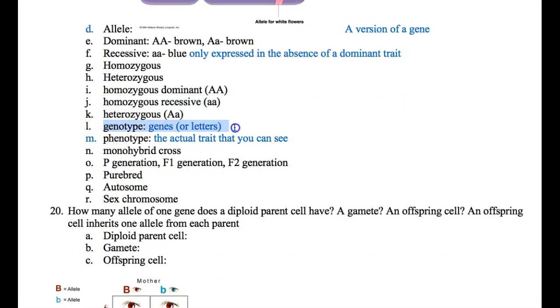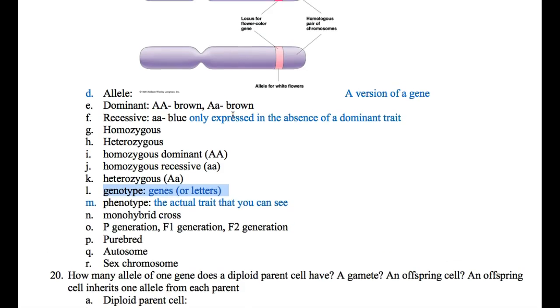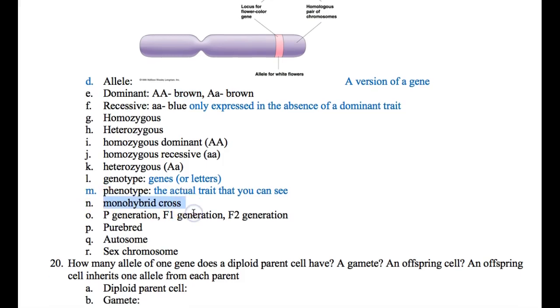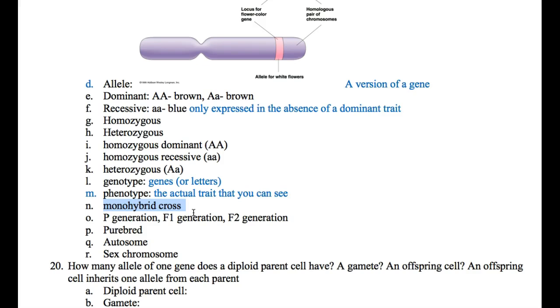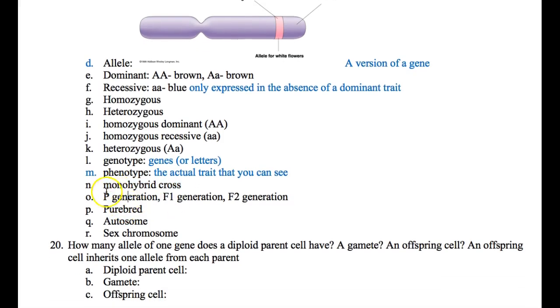Genotype is the genes or letters, so big A will be a genotype. A phenotype is the actual trait that you can see. So for example, the brown eye is a phenotype. A monohybrid cross is when you are only looking at one trait, so just the eye color, not eye color and hair color. That would be a dihybrid.